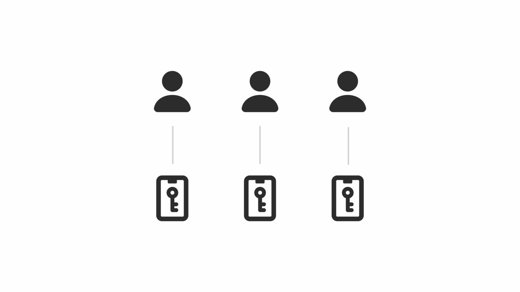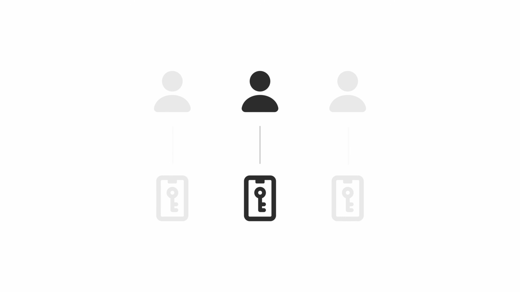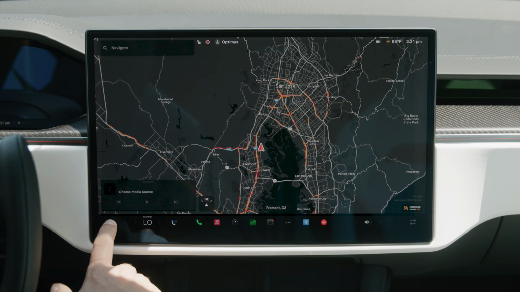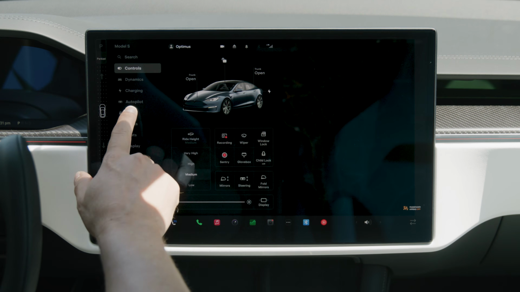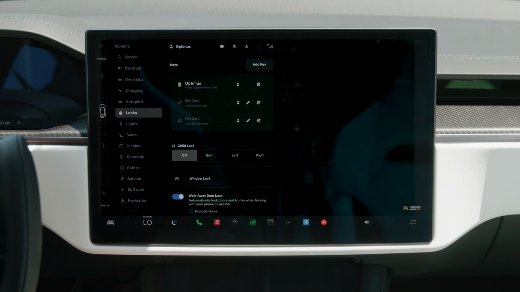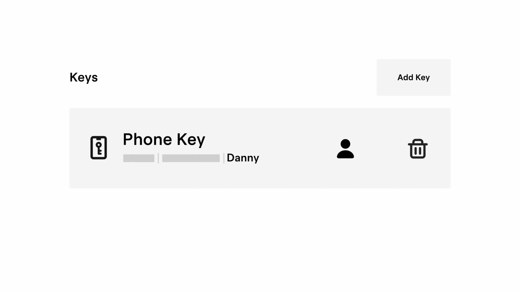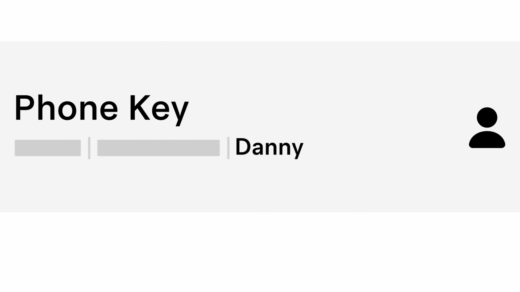For multiple drivers, link each driver profile to the driver's phone key, and Model S will automatically adjust to the driver profile as they open the door. Select Controls, Locks, and toggle the driver icon to link the desired driver profile. The name of the driver profile appears under the phone key to confirm that it's linked.